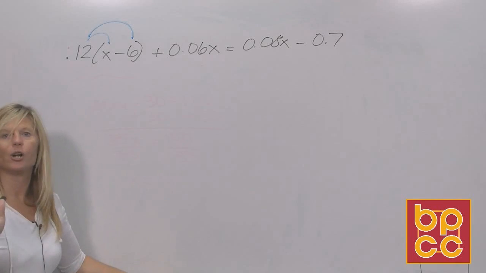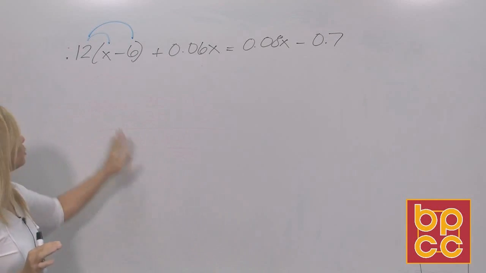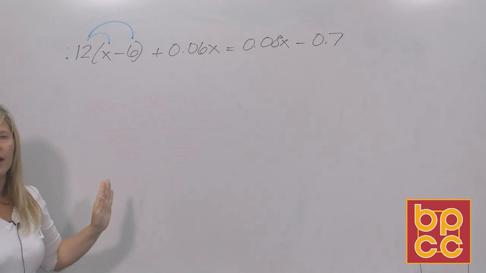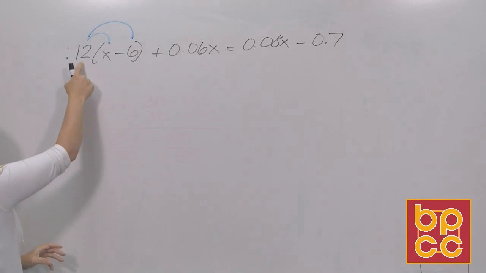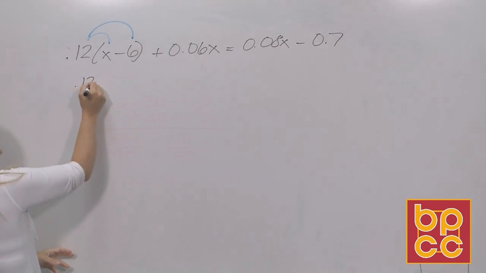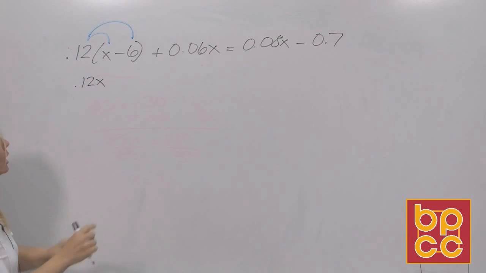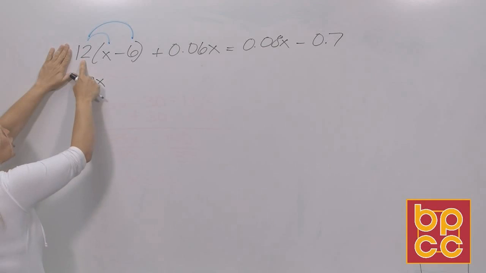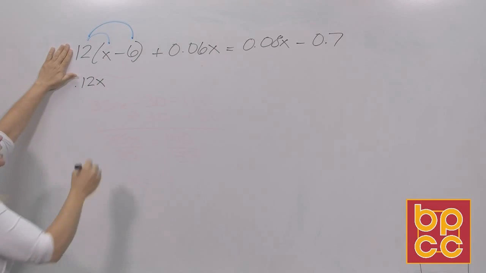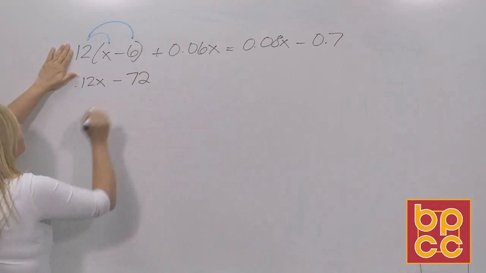Now, no sweat here, you don't need a calculator. To multiply a decimal, it's just like multiplying whole numbers. If that was 12 times x, you would write 12x. So 12 hundredths times x is 12 hundredths x. To multiply this decimal to this whole number, ignore the decimal point. If it was 12 times negative 6, it would be negative 72.